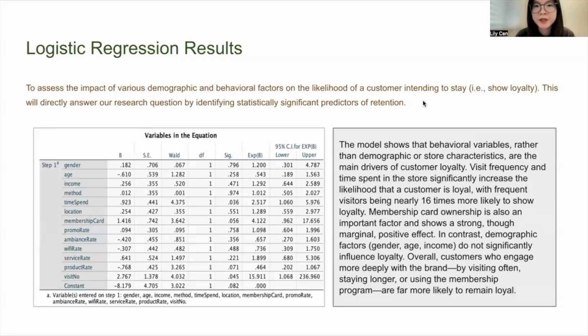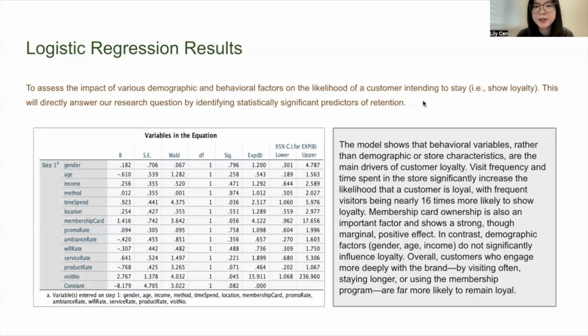Our logistic regression model shows that customer loyalty at Starbucks is driven mainly by behavioral factors, not demographics. The strongest predictor is visit frequency. Customers who visit more often are nearly 16 times more likely to be loyal. Time spent in the store also matters. Customers who stay longer are about 2.5 times more likely to be loyal, highlighting the importance of Starbucks as a comfortable place to study, work, or socialize.